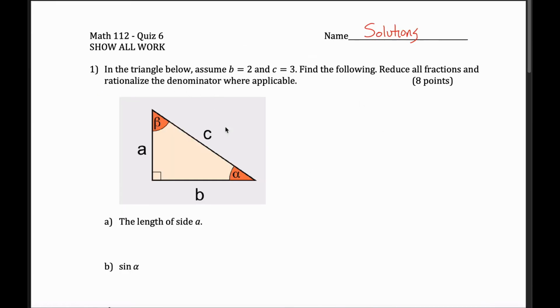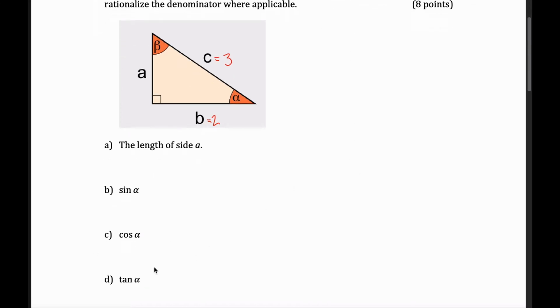So for this first problem, we're told that b equals 2 and c equals 3 in this picture. In other words, this side length here has a length of 2 units, and the length of the hypotenuse is 3 units. And what we're supposed to do is find all these different values. The first thing it asks for is the side length a.